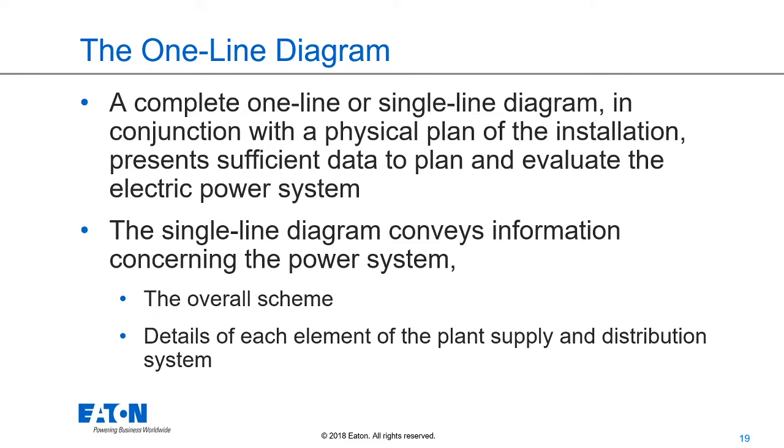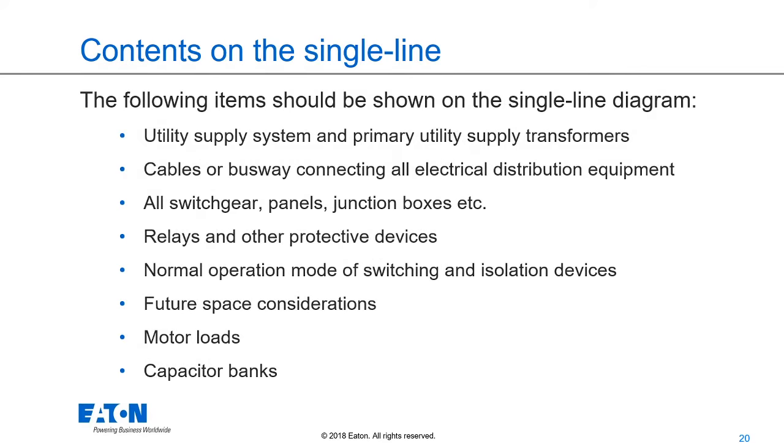And then the single line diagram conveys, again, the overall scheme, details of all the different elements of the distribution. You'll know what is normally open, what is normally closed, and when it comes to tiebreakers and things of that nature, all of that is going to be very critical and important, especially for the electrical safety of the electrical worker. It will show the utility supply, any of the cables or busway, all of your switchgear, panels, junction boxes, etc. Any of your protective relaying devices and your overcurrent devices will all be indicated on there in some fashion.